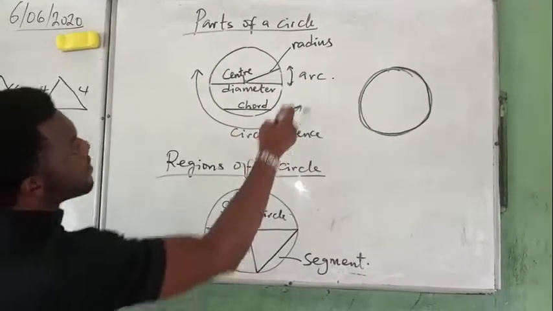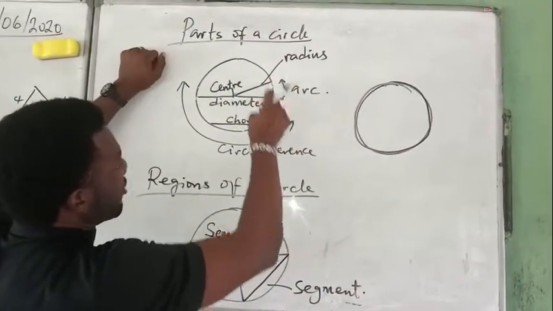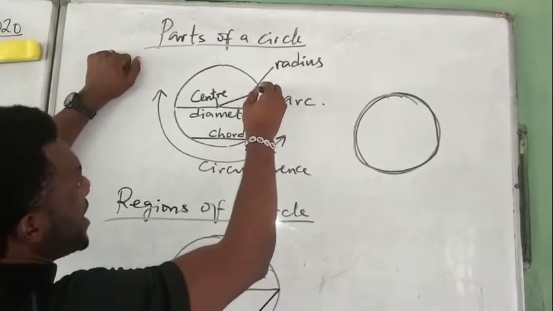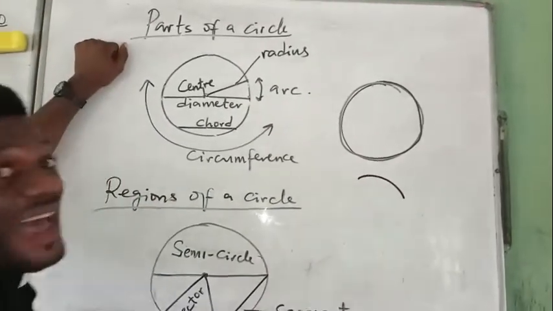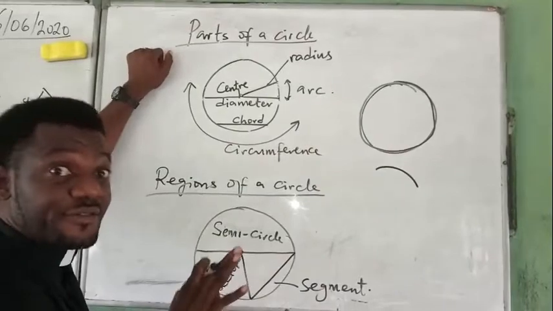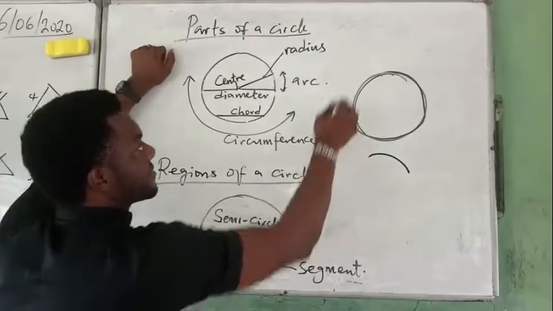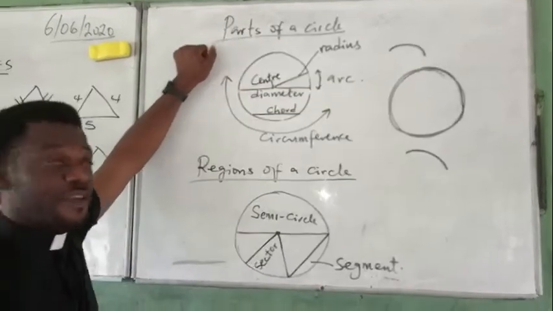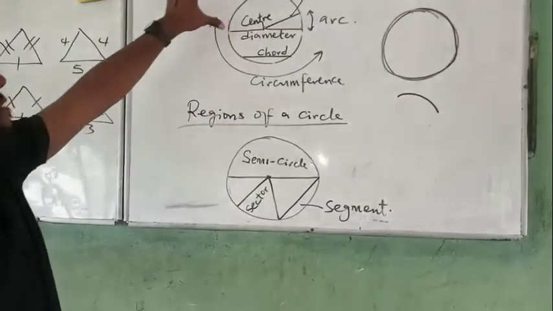And then the final one, we have the arc. An arc is part of the circumference. From here to here, we call it an arc. You can draw an arc. This is an arc, part of the circumference of the circle. It's not a straight line, unlike the chord, the diameter, and the others. So the arc is just part of the circumference. It's not the whole of it. The whole of it is the circumference, but part of it is an arc.